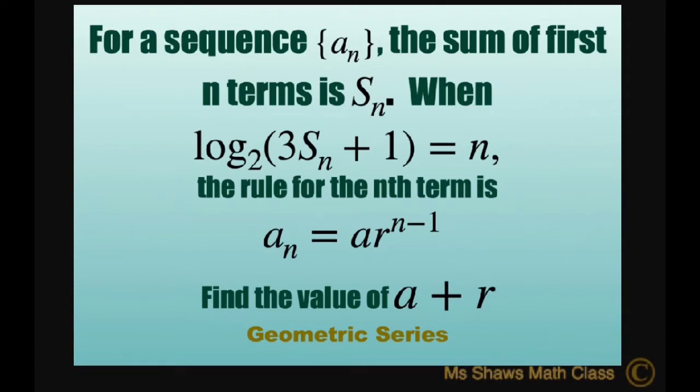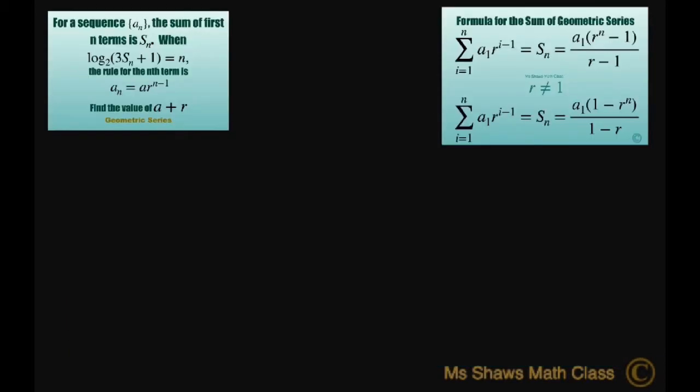We have to find our a, our first term, and our common ratio and add them up, the sum of those two. So let's look and see what we have and unpack this a little bit. If we have log base 2 of 3 times s sub n plus 1 equals n, I'm going to write this in exponential form. So this would be 3 times s sub n plus 1 equals 2 to the power of n.